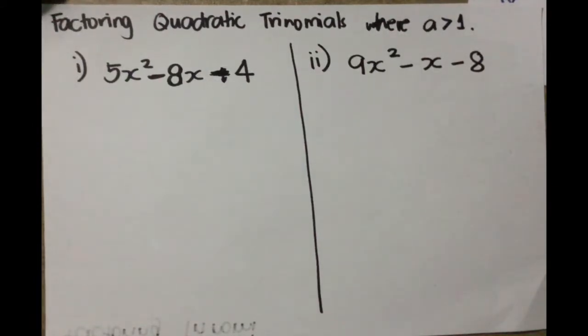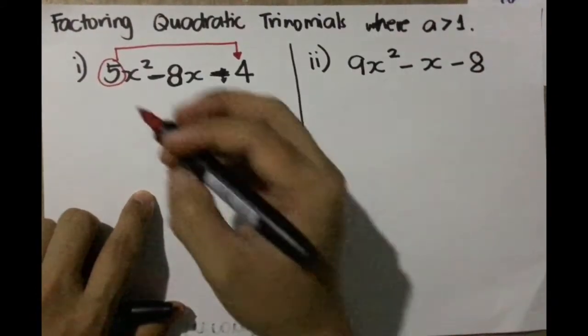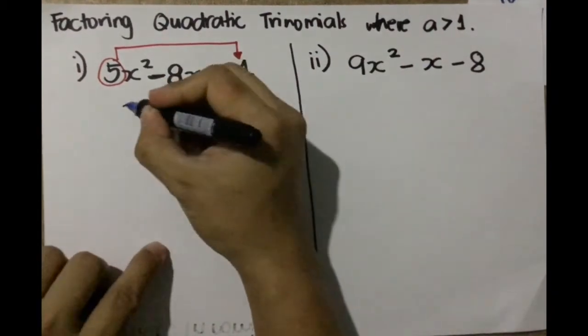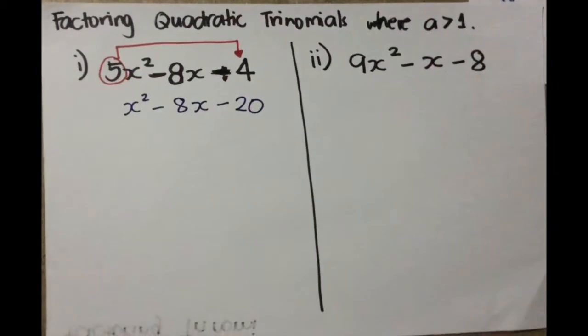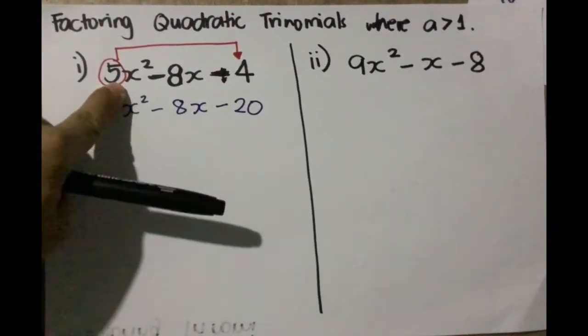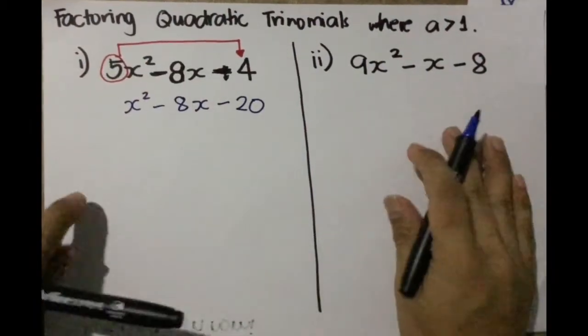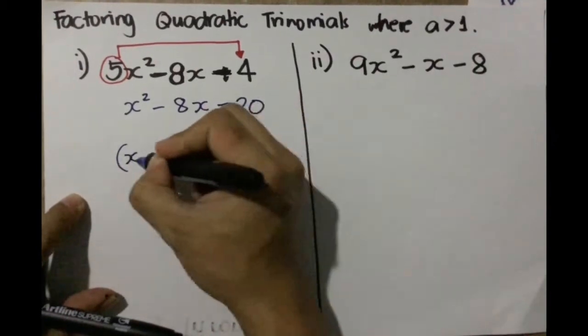All you have to do is to master your skill in factoring quadratic trinomials where the leading coefficient is a 1. How do you use that knowledge or that skill? All you have to do is to multiply 5 to 4. So when you multiply 5 to 4, then the new expression will be x squared minus 8x minus 20. What we are doing here is actually removing the coefficient 5 from x squared by multiplying 5 to 4. When you factor x squared minus 8x minus 20, all you have to do is to have x and x.